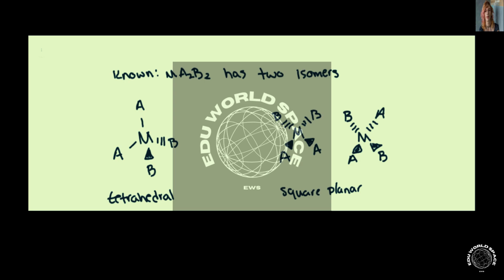So now this isomer is very different from this isomer in that they are not identical, but they have the same chemical makeup. And therefore, given what we know, that this complex has two isomers, we know that if the question is between whether it's tetrahedral or square planar, that molecule is square planar.